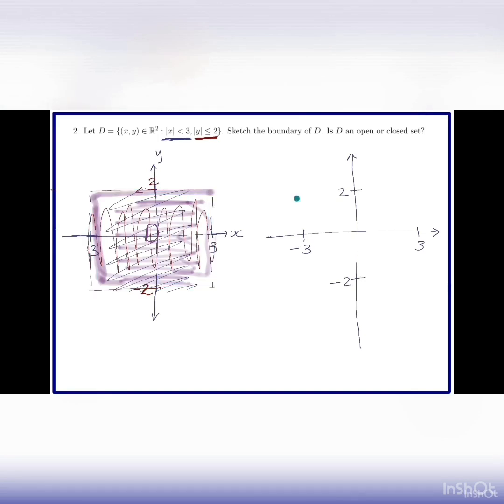So I'm just going to make another one. So this turquoise color is my boundary. So I can write this is my boundary to answer the question, and this is my set.